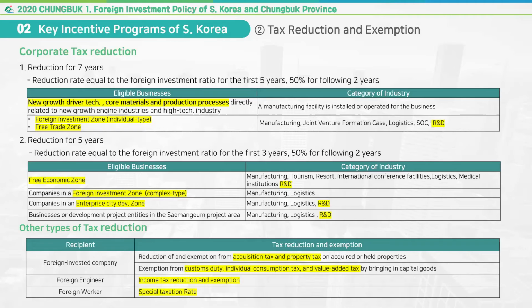Special zones designated by the government to be eligible for tax reduction include Foreign Investment Zone, Free Trade Zone, Enterprise City Development Zone. There are various tax reduction programs such as income tax reduction and exemption for foreign engineers.